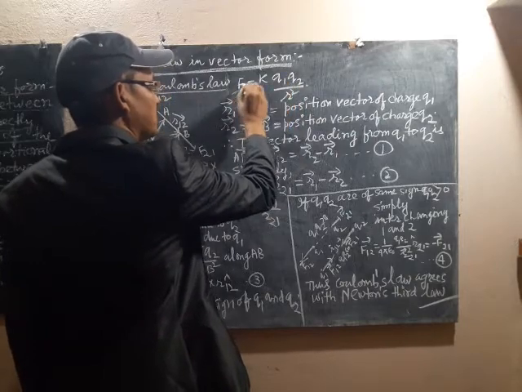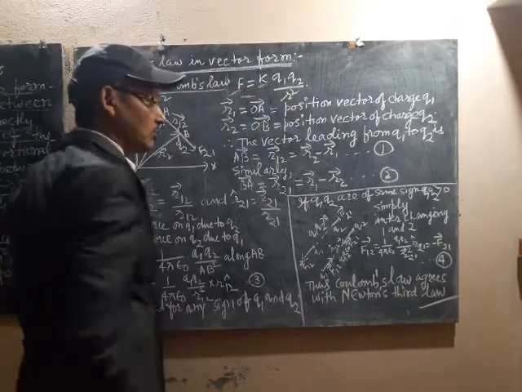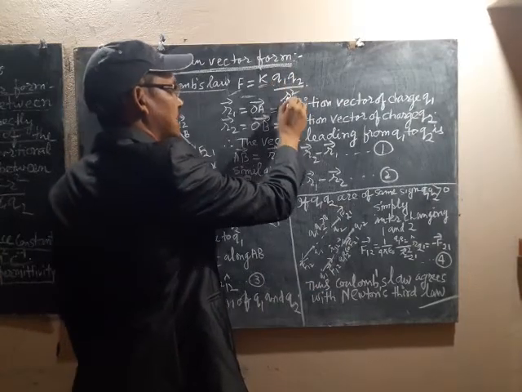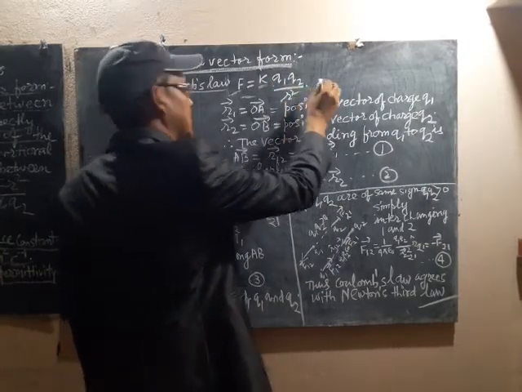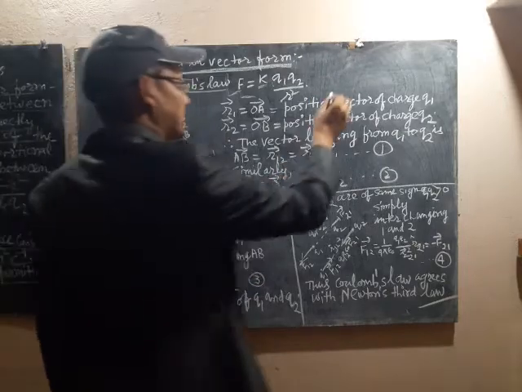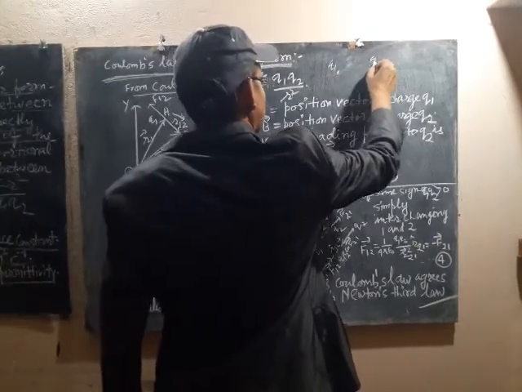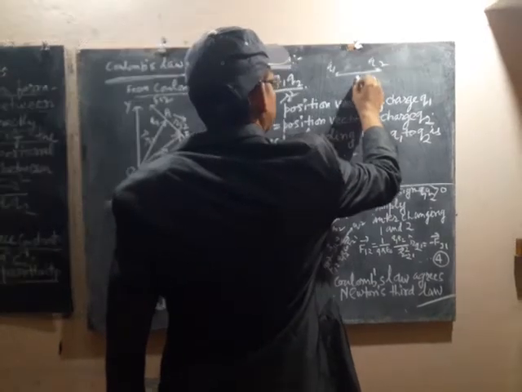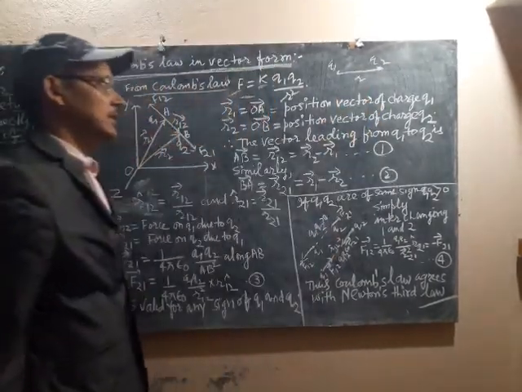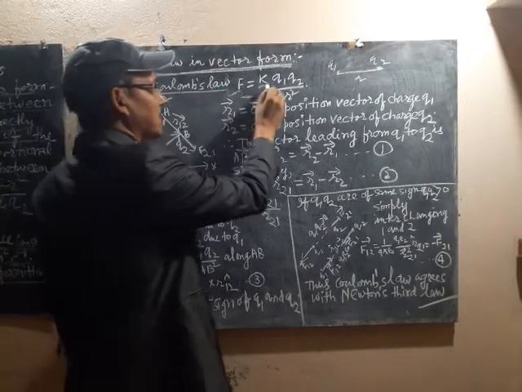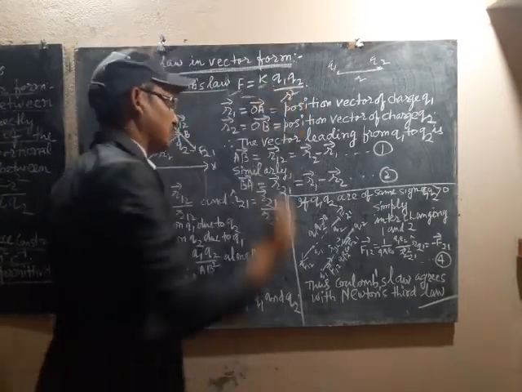F is force, K is the dielectric constant, Q1 and Q2 are charges, and R square is the distance between them squared. Suppose there are two charges Q1 and Q2 and the distance between them is R. Then from Coulomb's law, what will you get? You will get F is equal to K Q1 Q2 by R square.